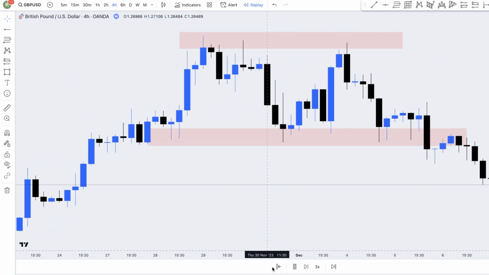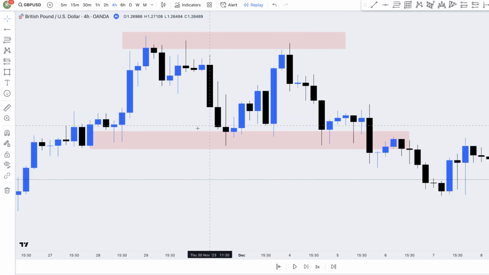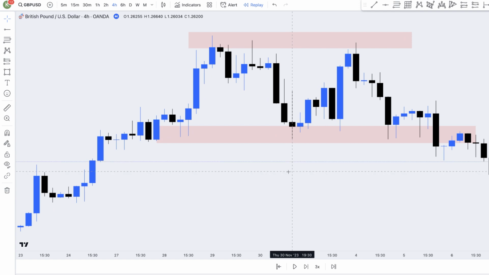So that is that for the rules you need to consider when drawing a support and resistance level.